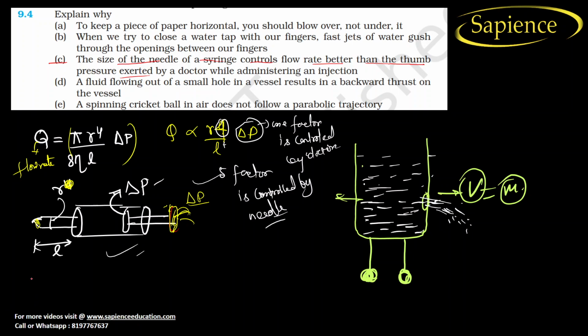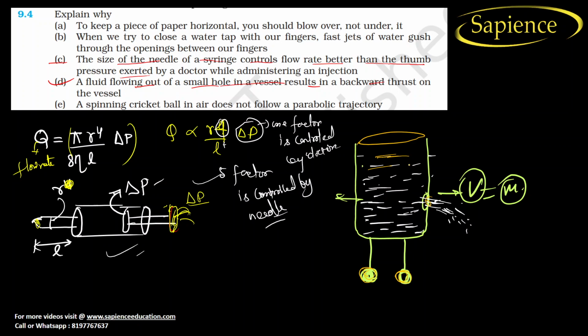Now let us do question number D. A fluid flow out of the small hole in a vessel results in the backward thrust on the vessel. Now let us consider this is the vessel, and this vessel has one hole and it is full of water. And let us consider there are two wheels on it.